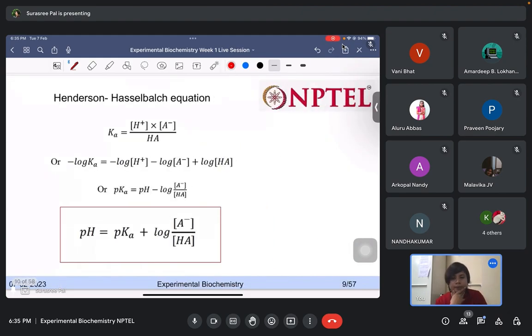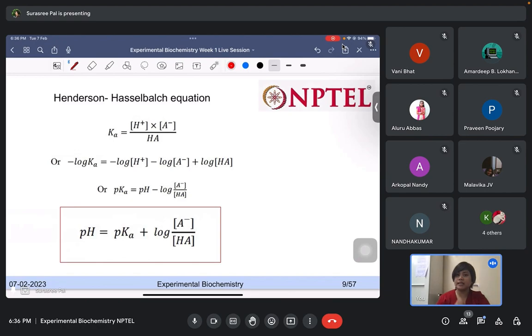Now, some of you might have heard about this equation, the Henderson Hasselbalch equation, which is one very, very important equation in the measurement of pH and in all the related measurements of buffers and how to maintain a pH. This equation is very, very important. So how do we derive the Henderson Hasselbalch equation?